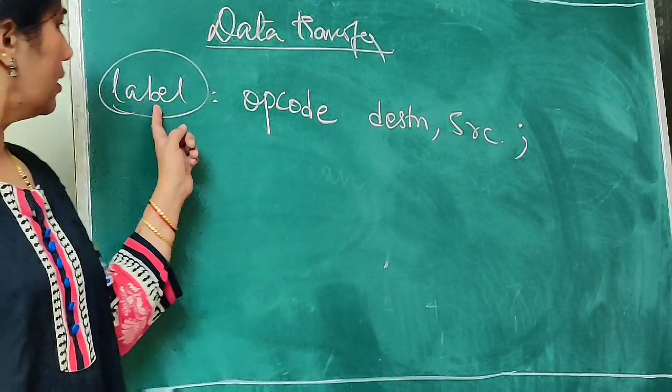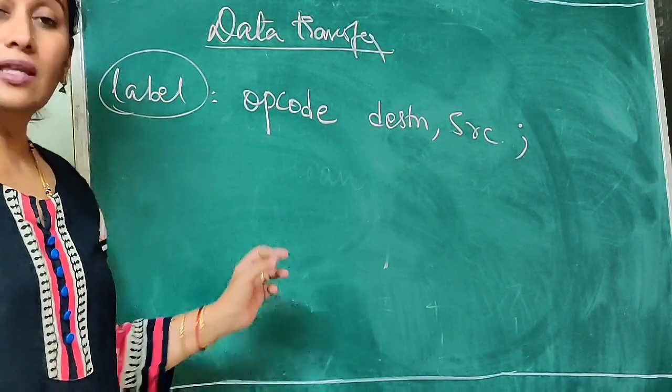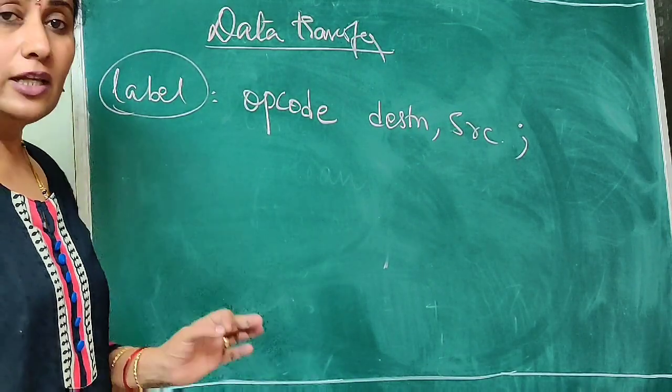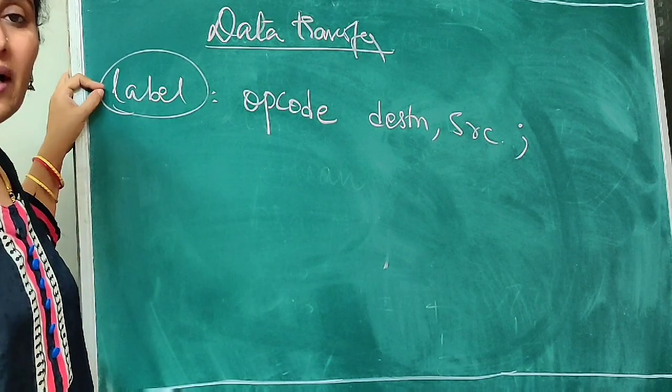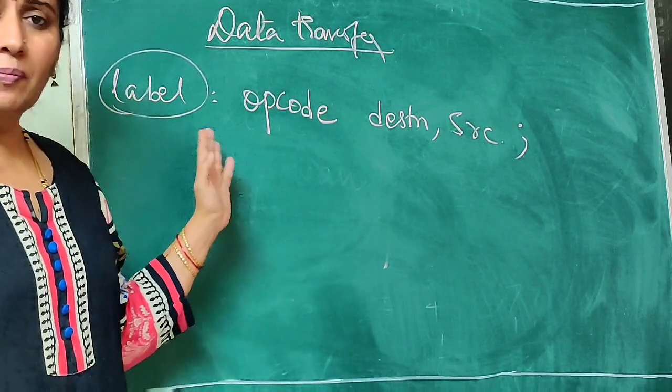This particular label is going to play a very important role when we write the branching instructions in the program. This is already explained in the previous class.